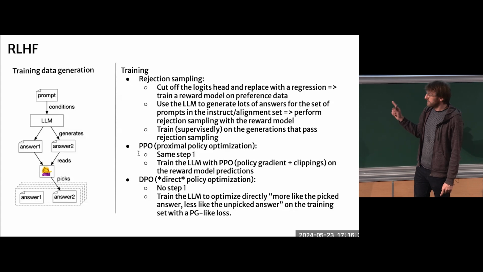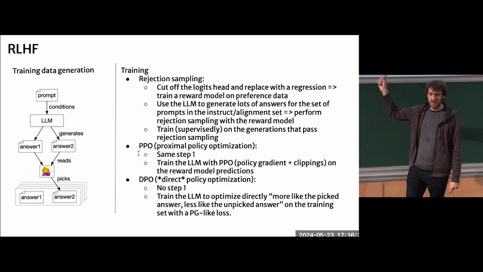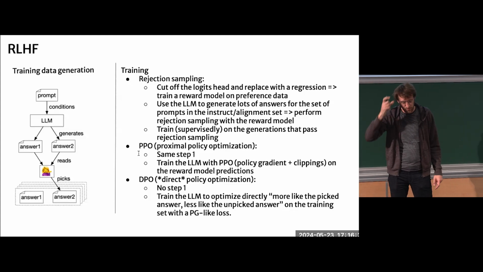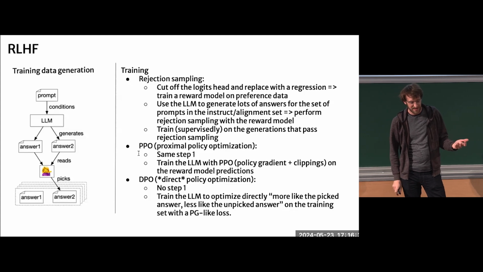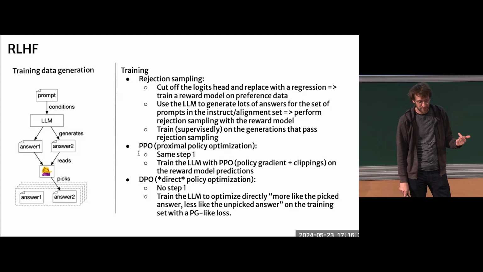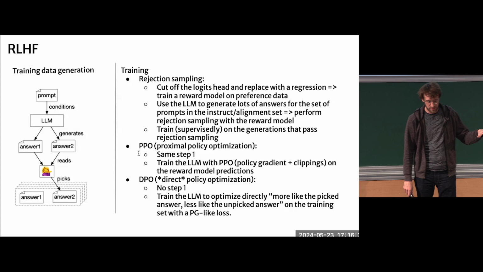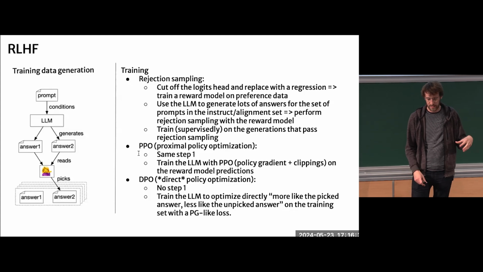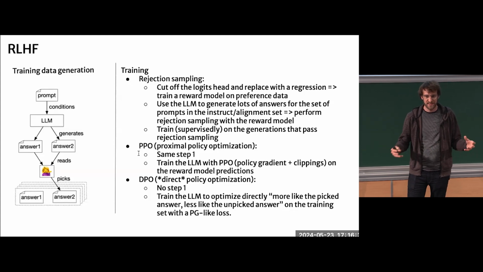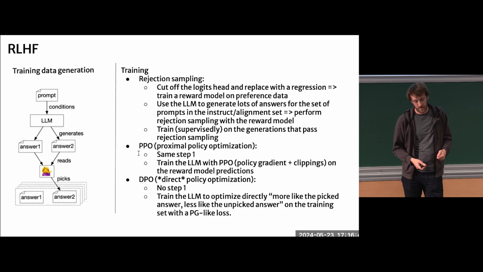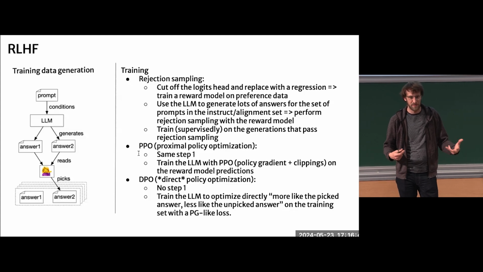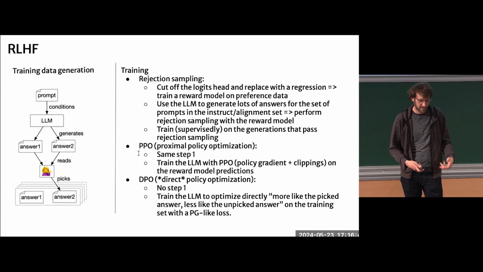So one thing you may notice, though, is that if you want to generate and collect this data, you first need to somewhat align your model so that it is not just going to continue the prompt. For that, most often what everybody does is you have a very small set of supervised data, which is really chat format, and you first fine-tune your model on this, and then you do this RLHF procedure.